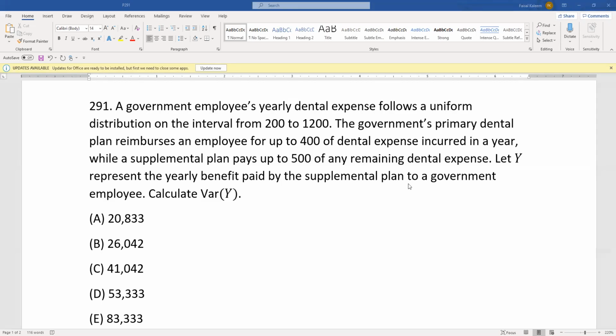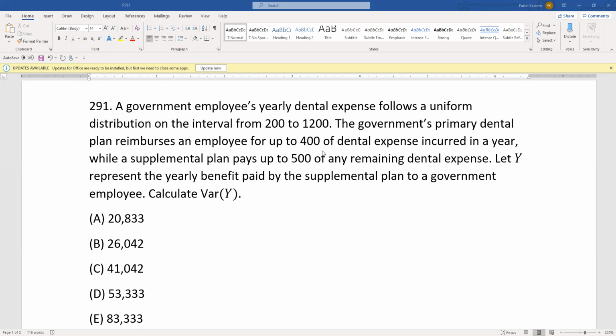Employees' yearly dental expense is uniform on 200 to 1200. The primary dental plan reimburses an employee for up to 400 of dental expense in the year, while a supplemental plan pays up to 500 of any remaining dental expense. By remaining, it means remaining after the first plan has paid 400. So let Y represent the yearly benefit paid by the supplemental plan.